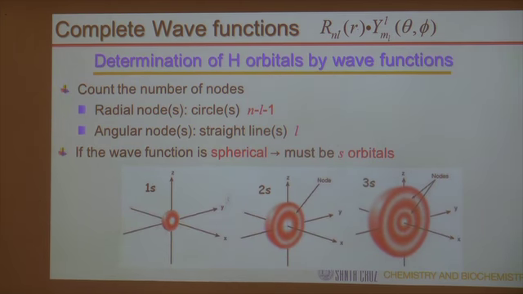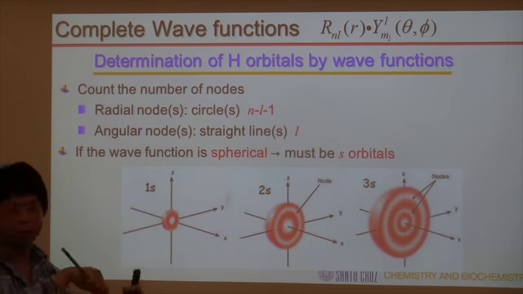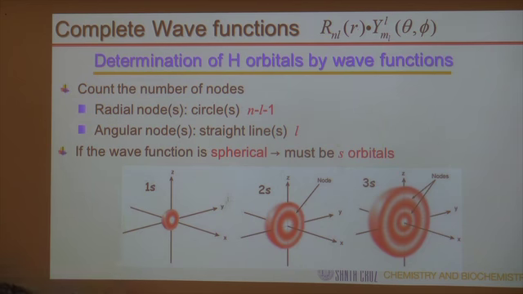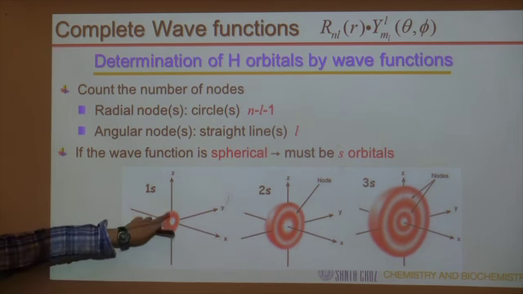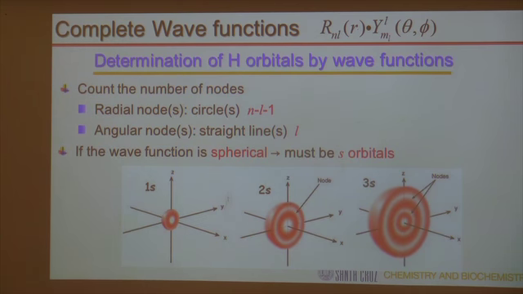Okay, one s orbital, a sphere. Two s orbital, a sphere. Three s orbital, spheres. This is showing you a three-dimensional picture, but if you just look at the cross-section, you'll get a circle, right? The only difference is they have different numbers of nodes.